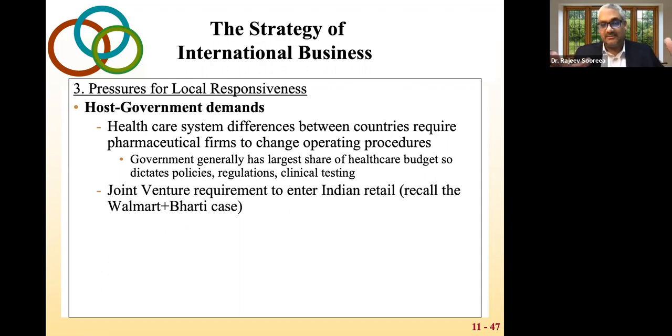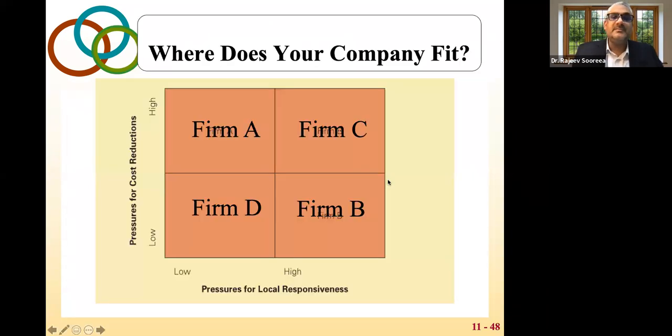So in China, the government may require you to partner with someone in, I don't know, agriculture, or a high-tech industry, or in finance, or insurance, or healthcare. So it depends on which country. So where does your company fit, right? There are two pressures: pressures for cost reduction on the vertical axis, and pressures for local responsiveness on the horizontal axis.